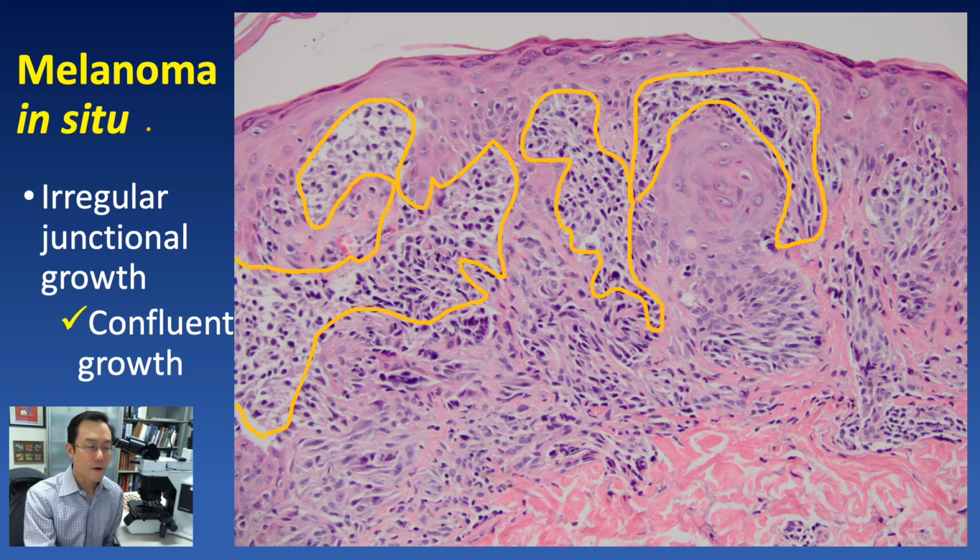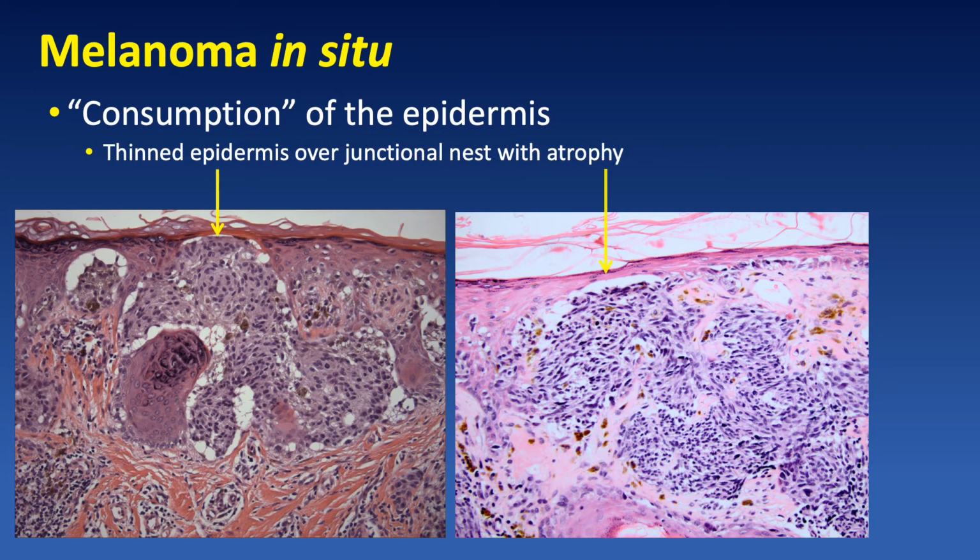Tumor growth also results in increased cellularity, often manifesting as confluent growth along the dermal-epidermal junction. The presence of a thinned epidermis associated with a junctional melanocytic nest has been designated consumption of the epidermis and has been regarded as a potential antecedent to ulceration in melanoma.